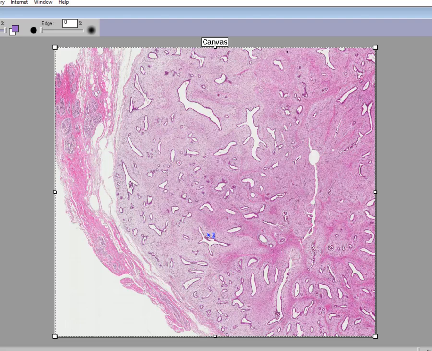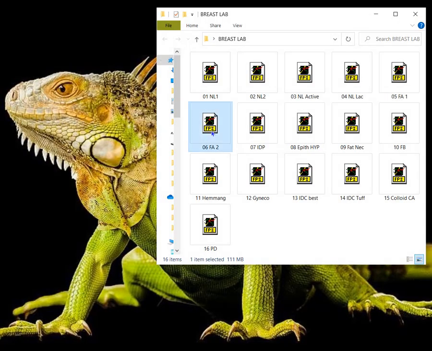Why is it benign? Because there's no malignant appearance to the glands, and also because look how sharply delineated it is from the surrounding breast connective tissue. We're going to show you another FA coming up now too. Here it is. FA2, it's called.